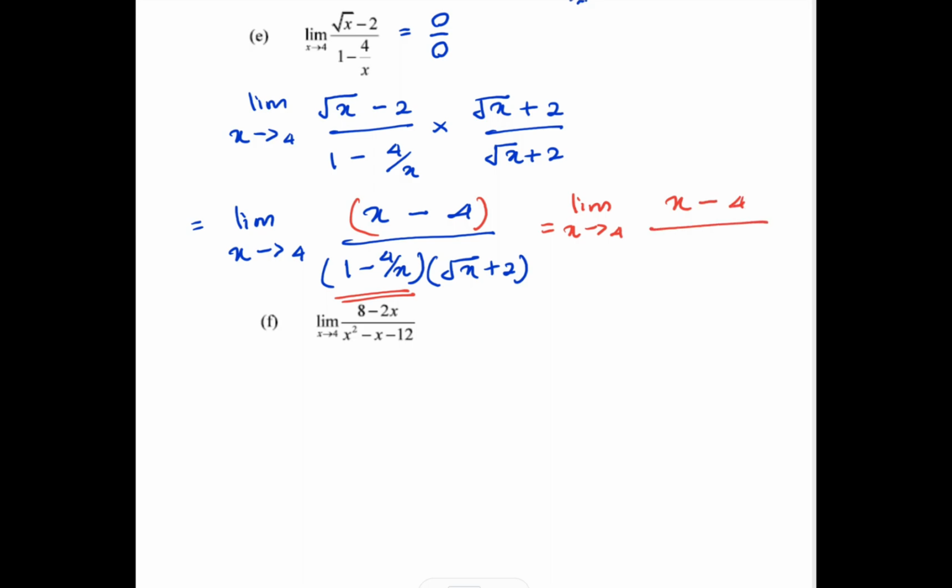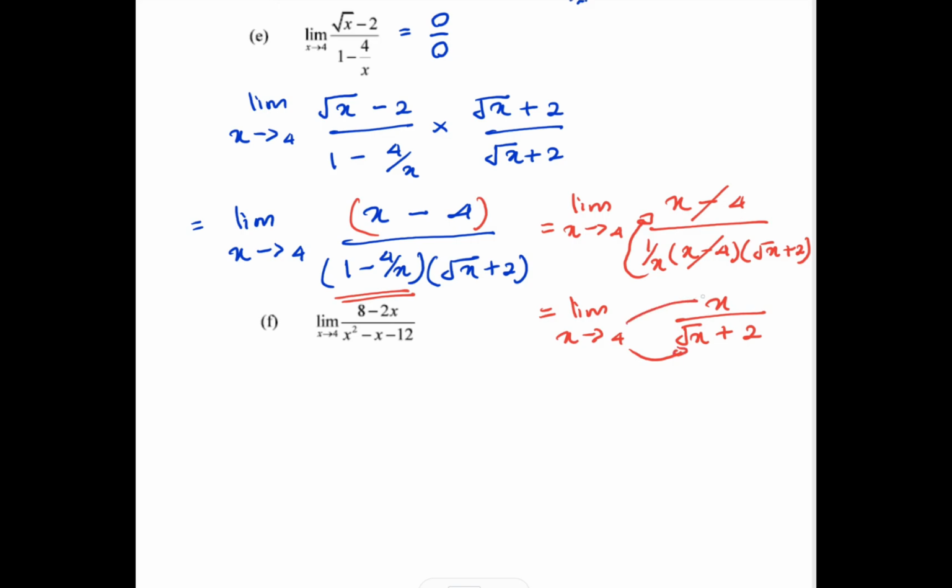So this one is 1 over x times (x minus 4), times square root of x plus 2. So you can simplify this one. Since this is 1 over x, the x goes upside, so you can get limit as x approaches 4 of x divided by (square root of x plus 2). So when you substitute 4 for x, you can get 1.